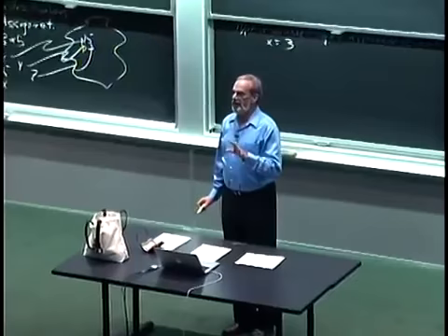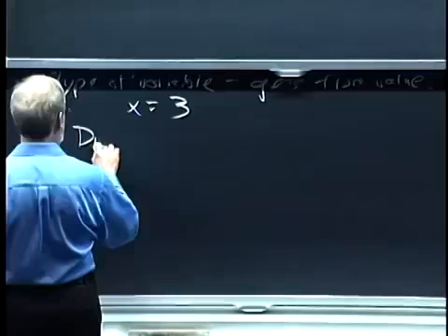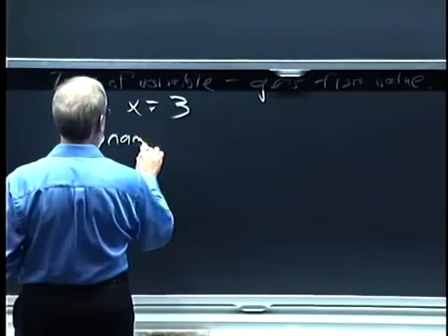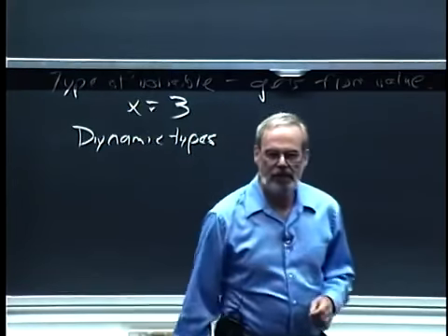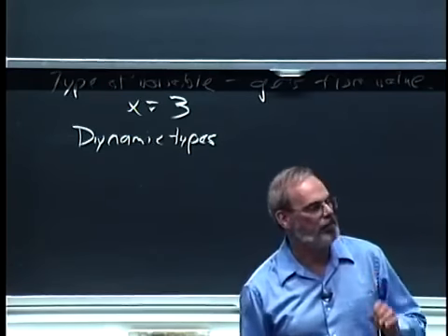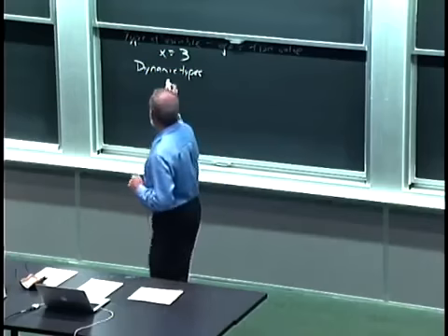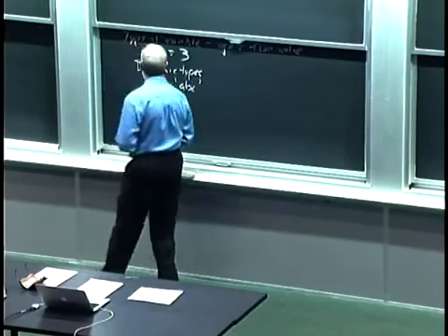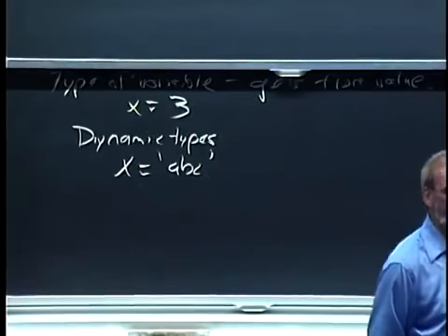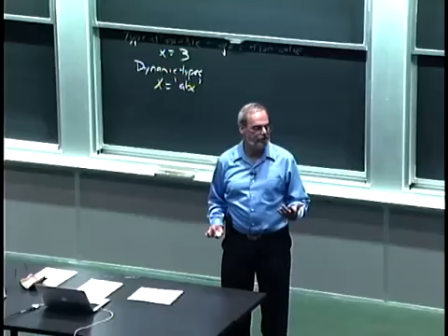Unfortunately, at least in my mind, in Python, these variable bindings are dynamic. Or the type, rather, is dynamic, meaning it changes depending on what the current value is. Or said a different way, if somewhere later on in the program I do this, x now has changed its type from int to string.